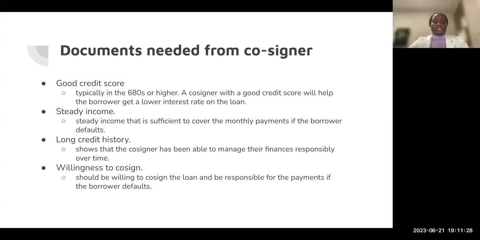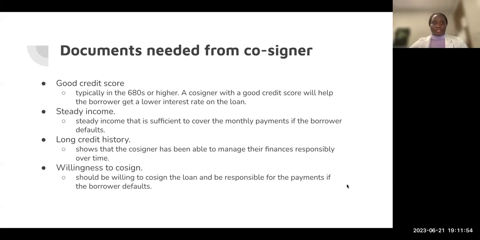They also need a long credit history, just anything that works in their favor, like they pay their rent on time, the car notes, they pay all their debts, they're not owing that much money. All of those things are very useful. And you also need the most important thing, them willing to co-sign your loan, because it is a big ask.